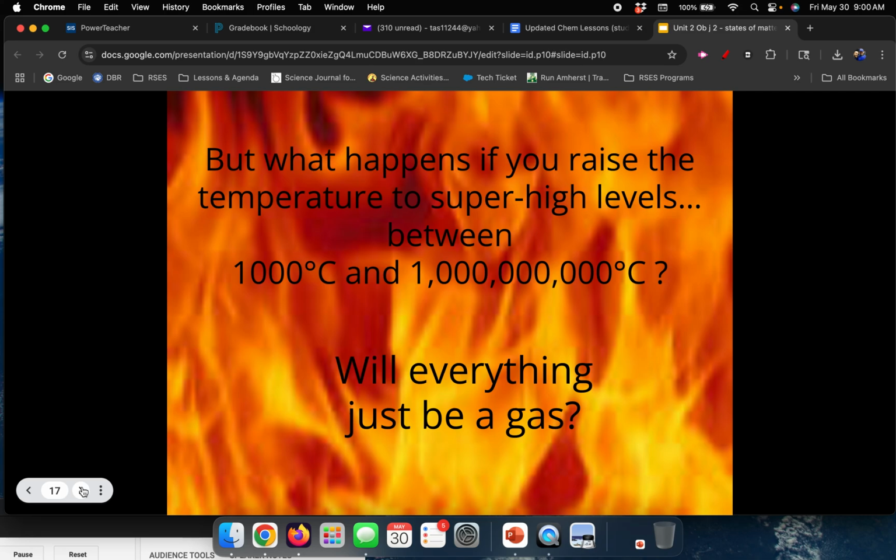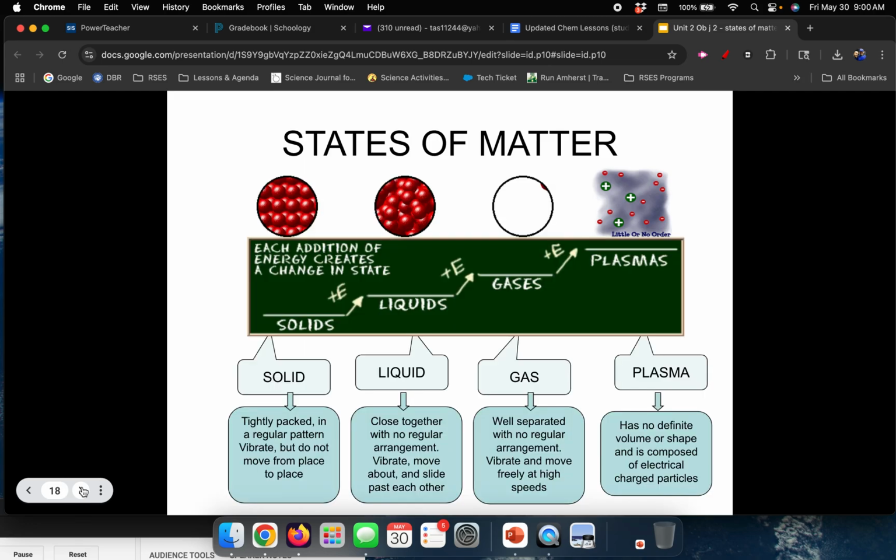All right, what happens if you just keep heating and heating and heating and it goes over 1,000 degrees, up to 1,000,000, 100 million? Will everything just stay a gas? No, remember we said plasma is that highest. So solid, liquid, gas, plasma is the order. Most of the test questions will live in the solid, liquid, gas range.